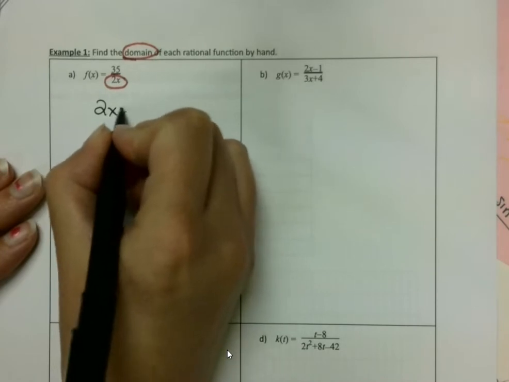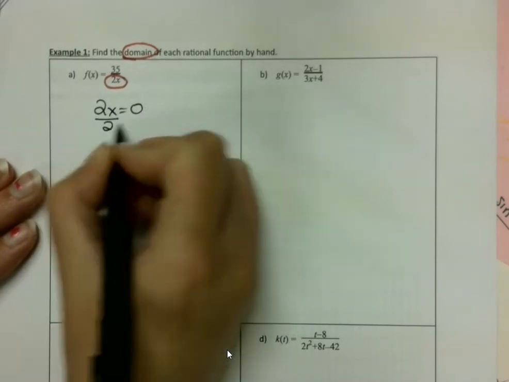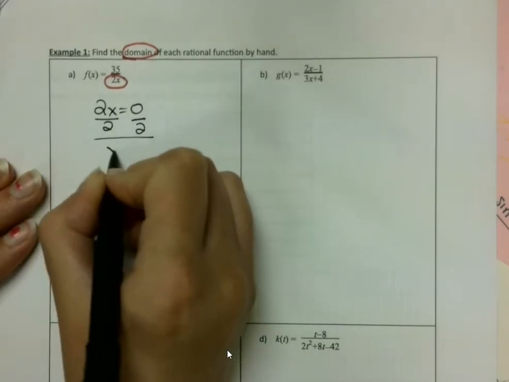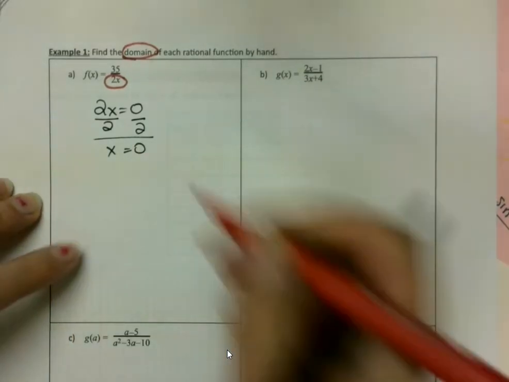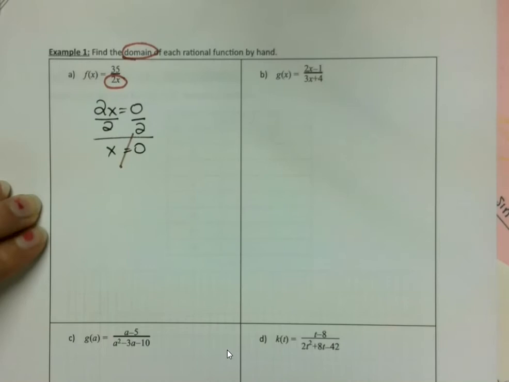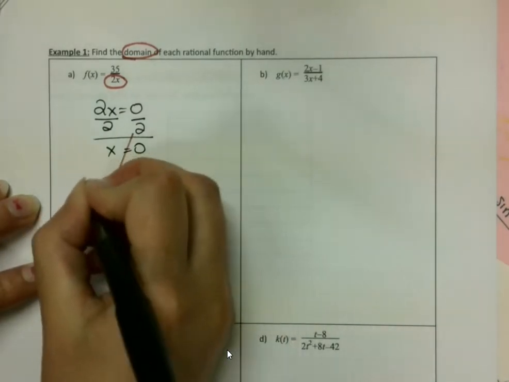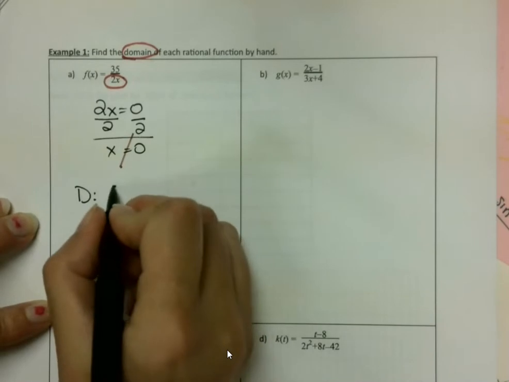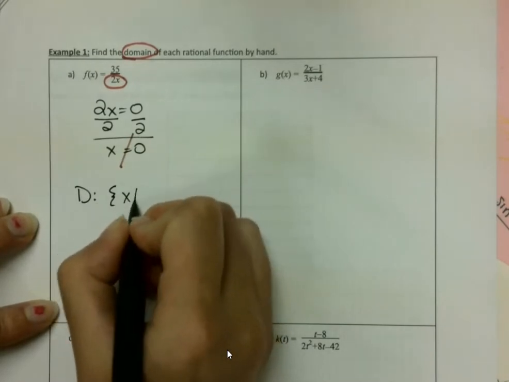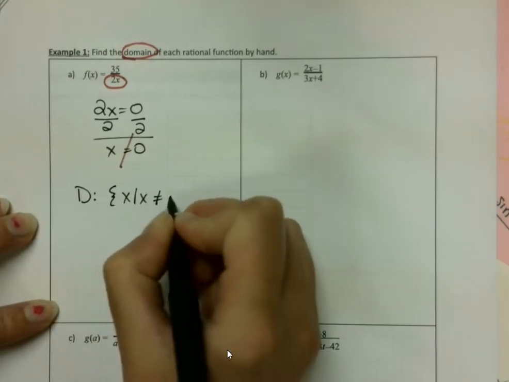So if 2x is equal to 0, I'm going to find first of all what that value is. Divide off our 2. x equals 0. Remember that the domain says that x is not allowed to be 0. So when you write your domain, we often use set notation, and you'll see why in a second for this. It's the set of all x such that x is not equal to 0.